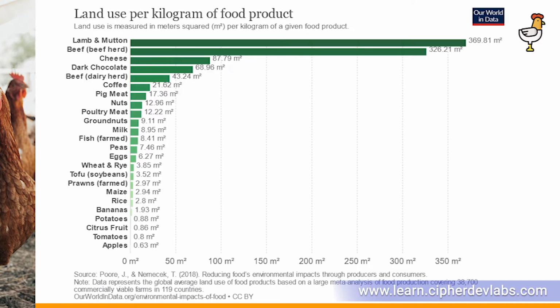Next, let's look at the land use per kilogram of food product. The highest for this is lamb and mutton with 369.81 square meters of land use per kilogram of food product. Next we have beef herd with 326.21 square meters of land use per kilogram of food product. And then there's cheese with 87.79 square meters.